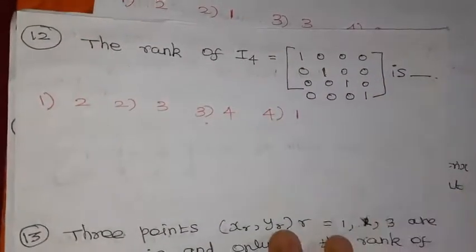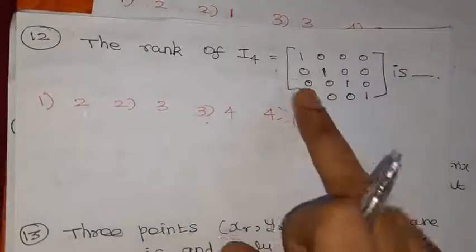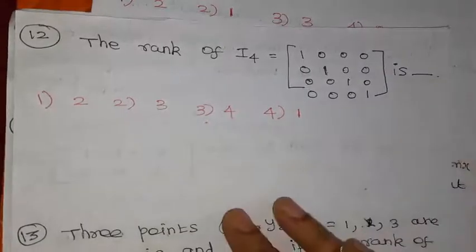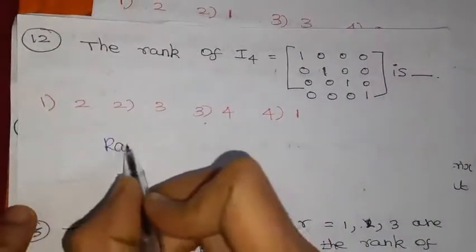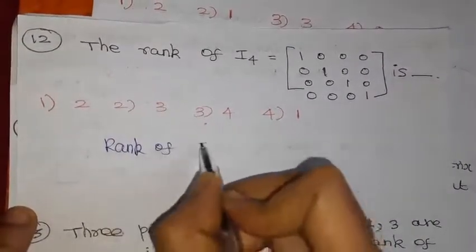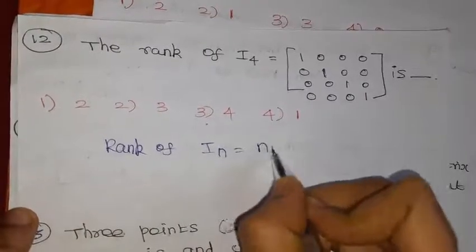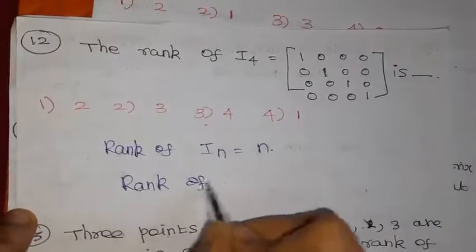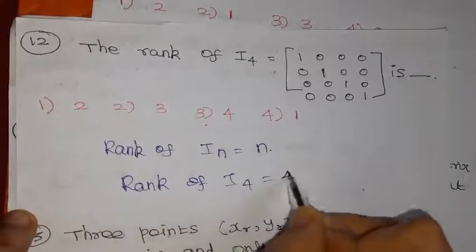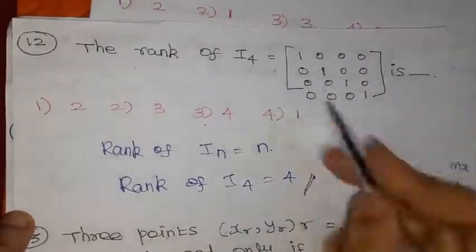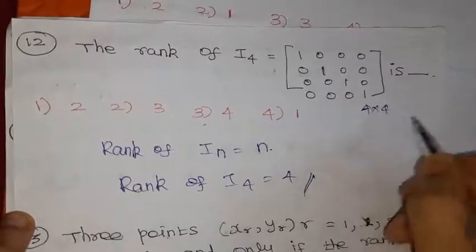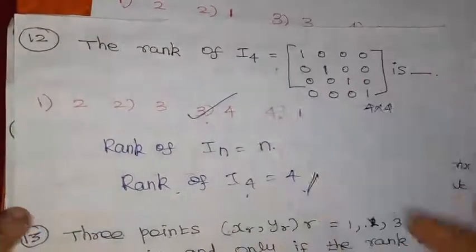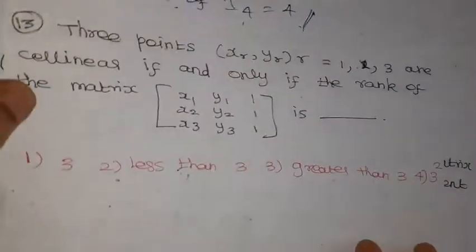Question number 12: the rank of I4. A 4 cross 4 matrix is given. This is nothing but a unity matrix. What is the rank of In? The matrix In has rank n only. Then the rank of I4 is 4. Very simple. This is a 4 cross 4 matrix, so the order is 4, and the rank of I4 is 4. Option 3, 4 is the right option.